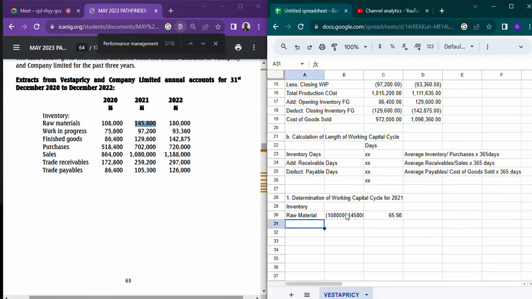Now, for this it is raw materials, opening inventory plus closing inventory. Then opening inventory is 108,000, closing inventory is 145,800.